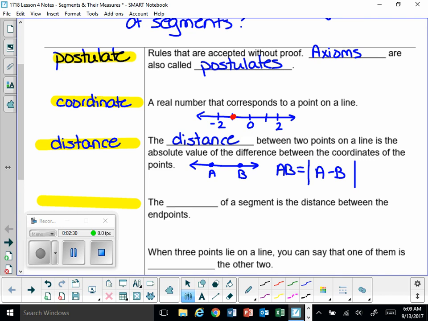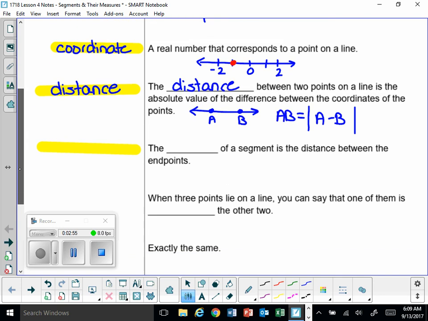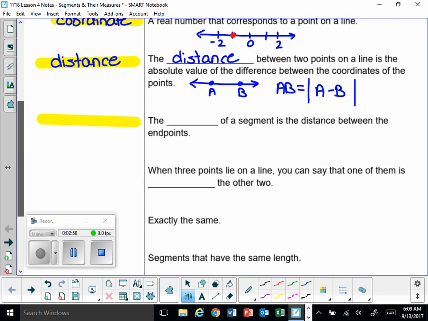Now, why is it absolute value? Distance has to be a positive value, and if I do A minus B, the way I wrote it in this example, I would end up with a negative value. So I need to make that positive. If I do B minus A, my answer will come out positive anyway. So the absolute value takes care of the subtraction. You can do that in any order and still get a positive distance.